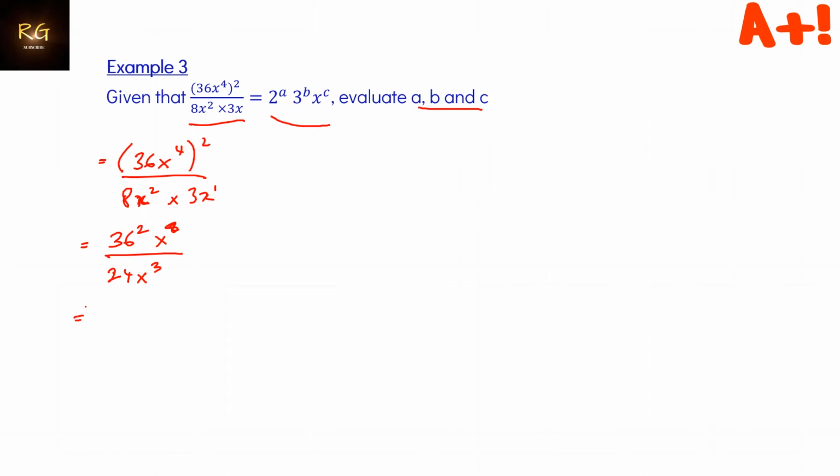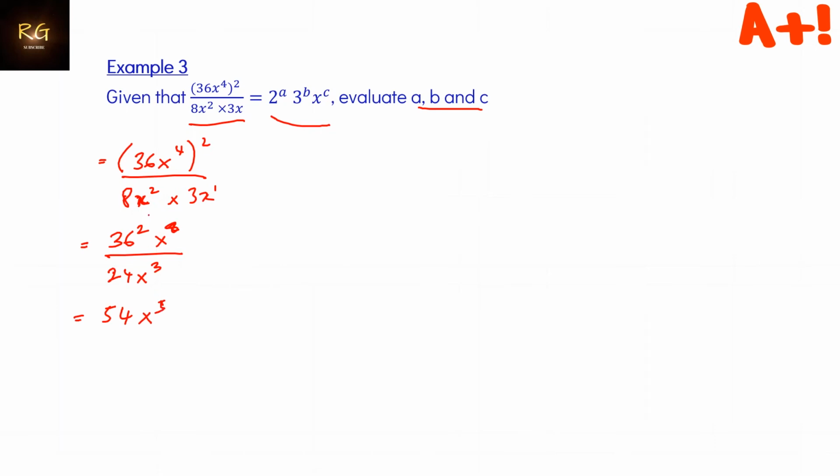So 36 squared divided by 24 is going to give us 54. Alright, and then x to the power of 8 divided by x to the power of 3, we can simply write it in the form of 8 minus 3. So 8 minus 3 is going to give you 5.